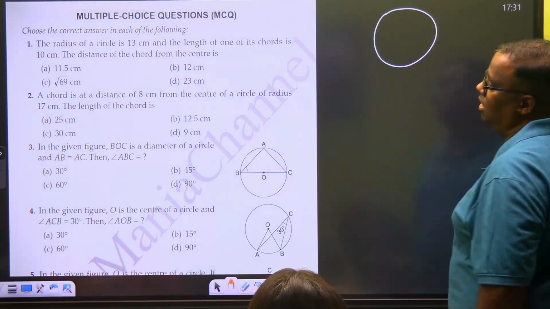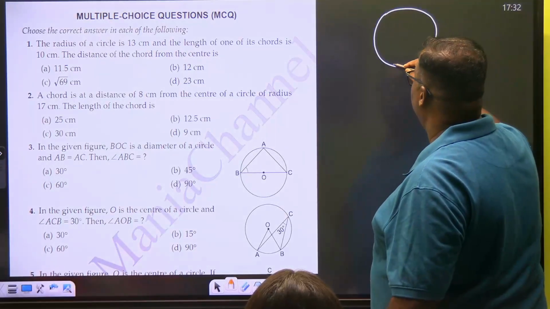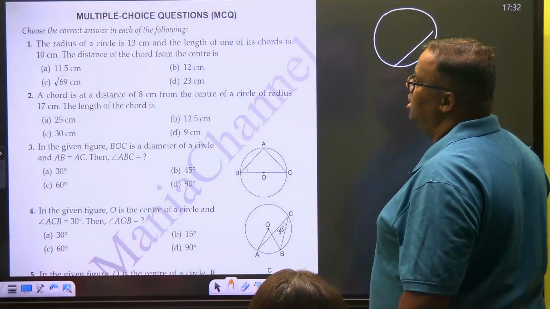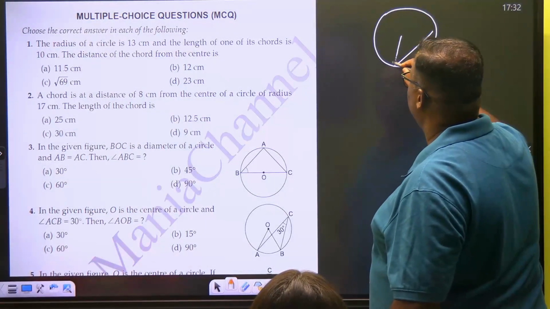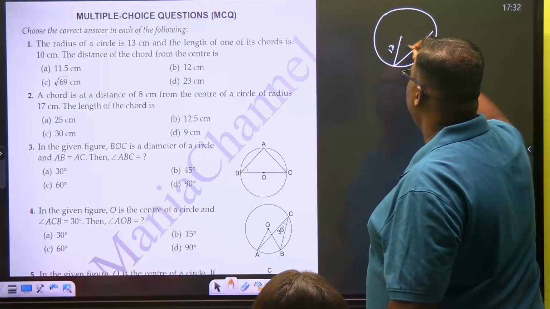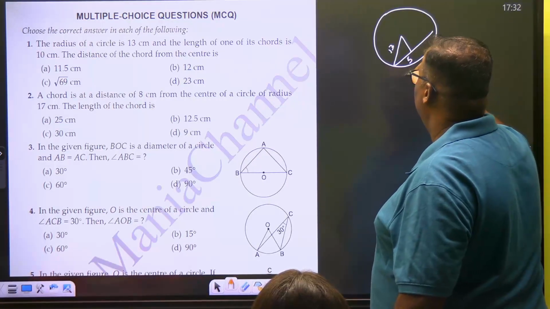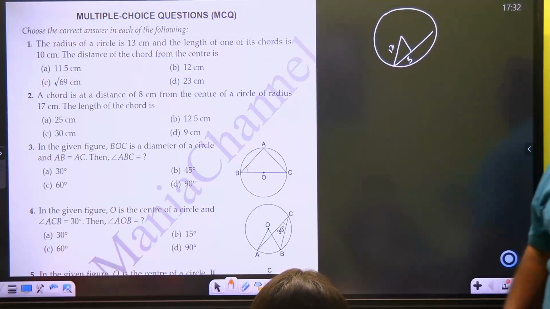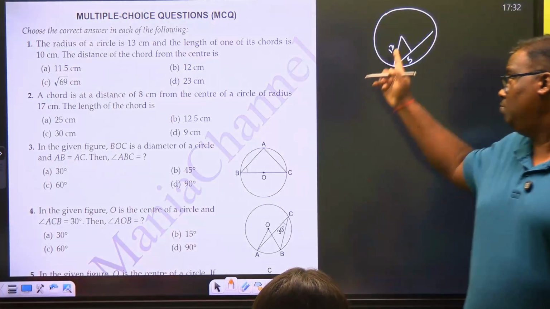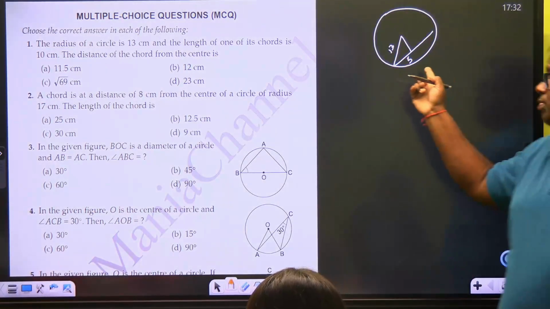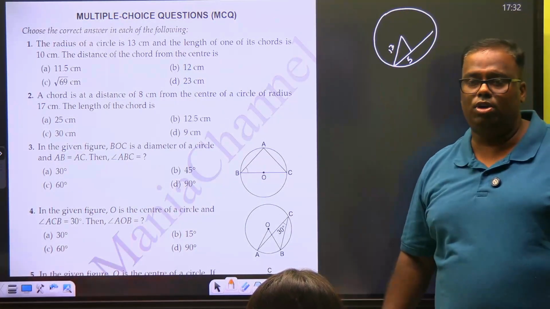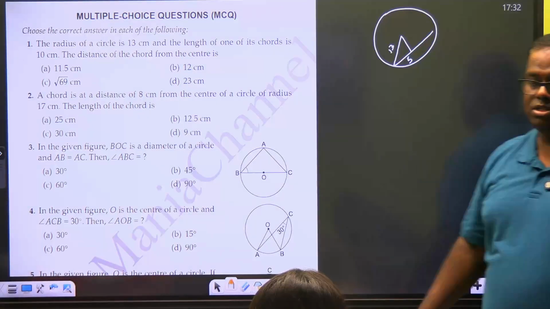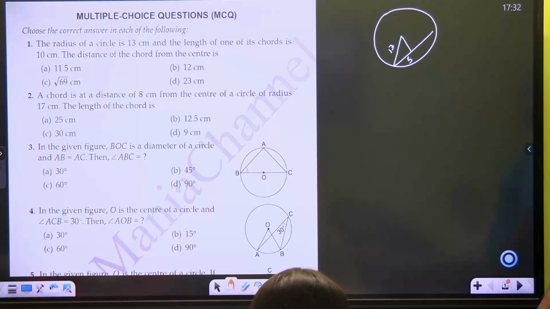I have a circle and the length of one of its chords is 10 centimeters. So this is 10 centimeters. The radius is 13 centimeters. So this is 13 centimeters. And the distance is always halfway. So this becomes 5. It forms a Pythagorean triplet. 13 squared is 169. This is 25. So this should be 144. So this distance should be 12. This should be your speed of calculation.